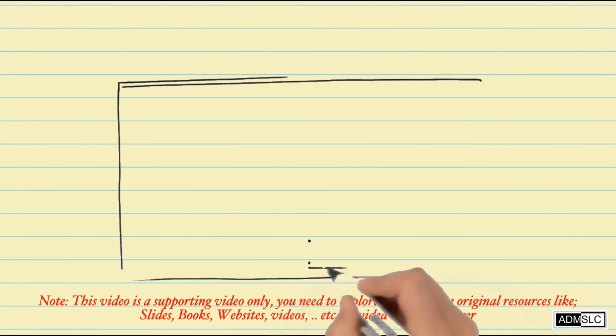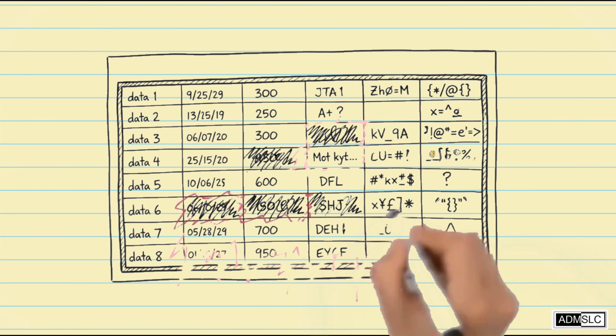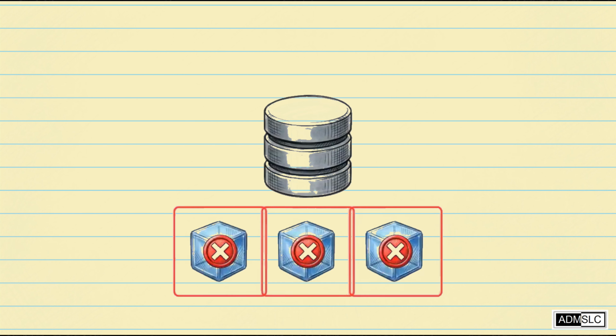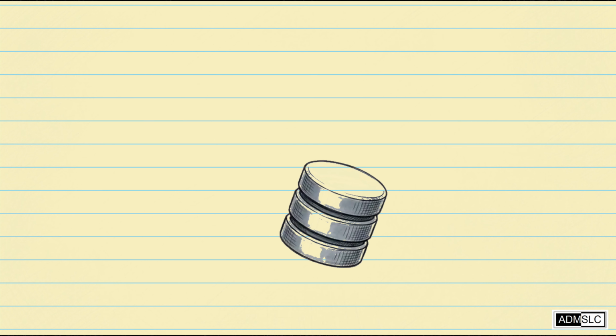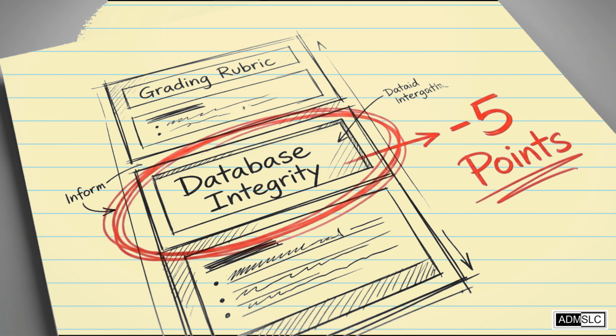A database without strict rules accepts any data you throw at it. Over time, corrupted inputs and broken links accumulate, creating structural weaknesses that render the entire system unreliable. In a live environment, these vulnerabilities lead to inaccurate reporting and lost records. For your coursework, leaving these gaps open will directly cost you points on the database integrity section of Assignment 2.